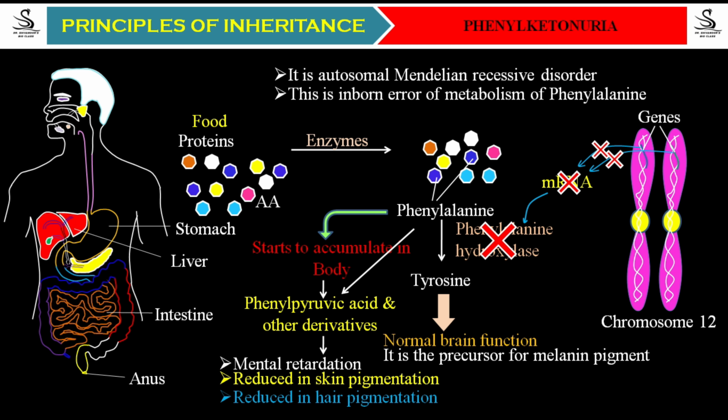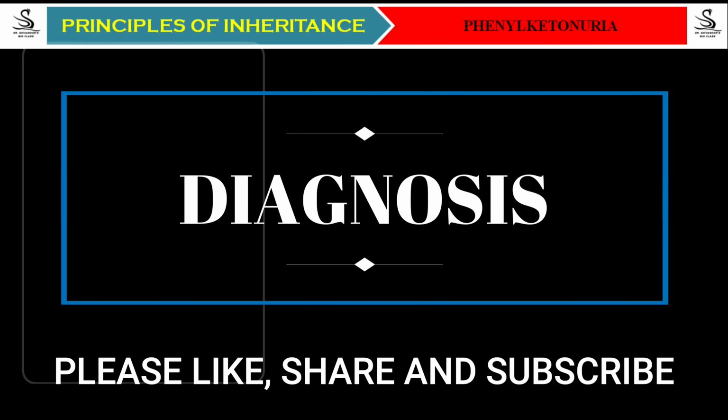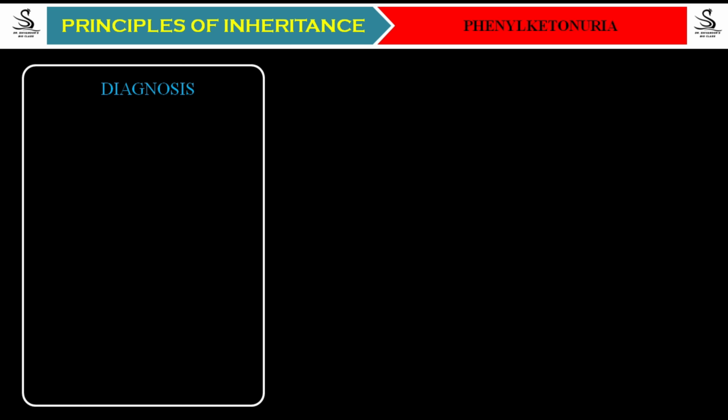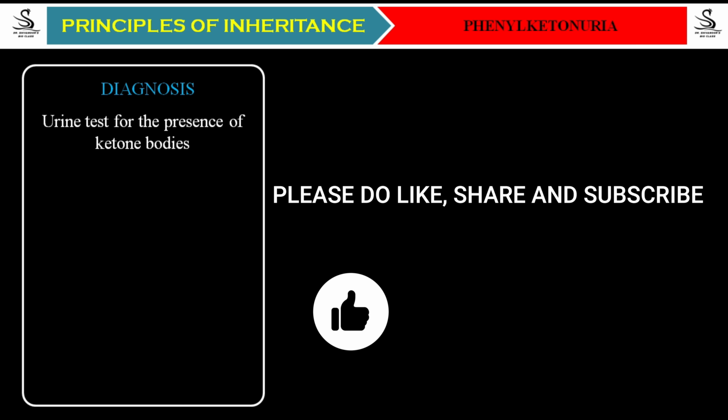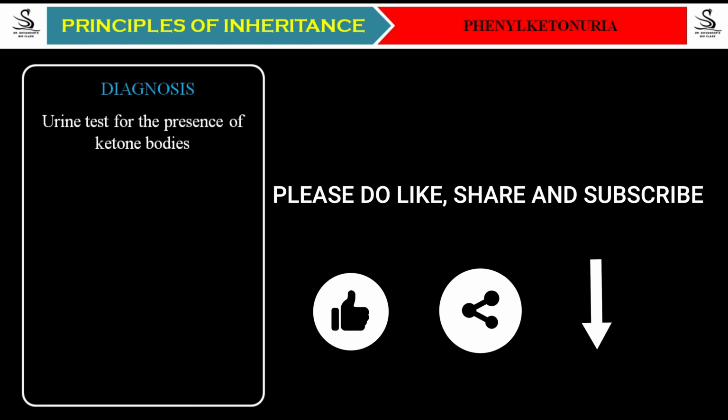Now, listen, students, how can we diagnose this type of disease? What can we do now? How can we find out this particular disorder? For the diagnosis, you can go for urine testing. For what? For the presence of ketone bodies in the urine.